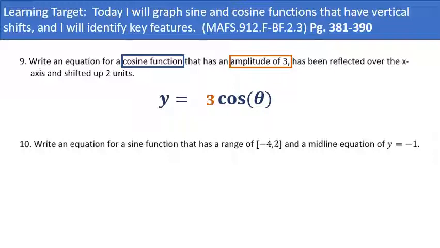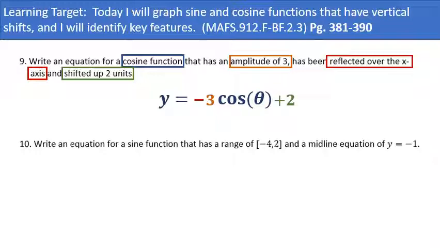Great. Let's keep reading. Reflected over the x-axis, reflected over the x-axis. What makes it reflect over the x-axis? That's a negative. Just make it negative. Boom. And look, we got like 3 words left in this sentence. Shifted up 2 units. What's going to cause it to go up 2 units? That's a vertical shift plus 2.